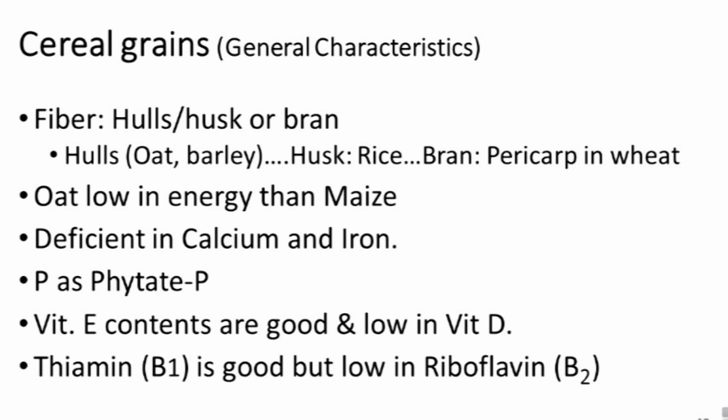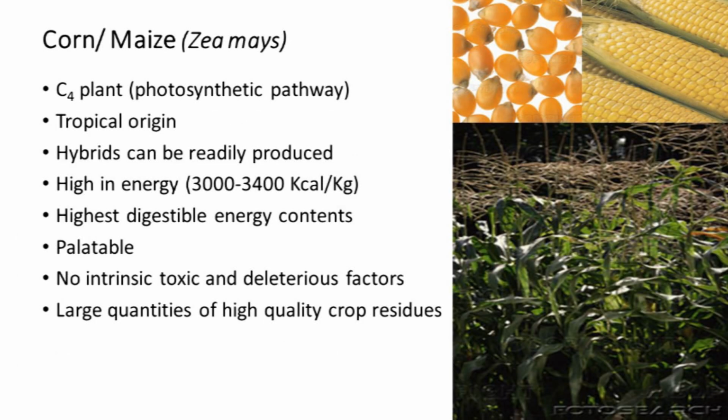Vitamin E content, they're good, and they're low in vitamin D, and thiamine is good, and vitamin D2 is not good. So next comes the first most important grain, corn grain or maize grain in some countries.